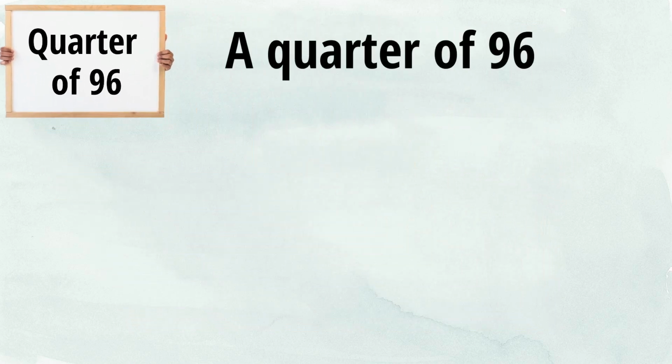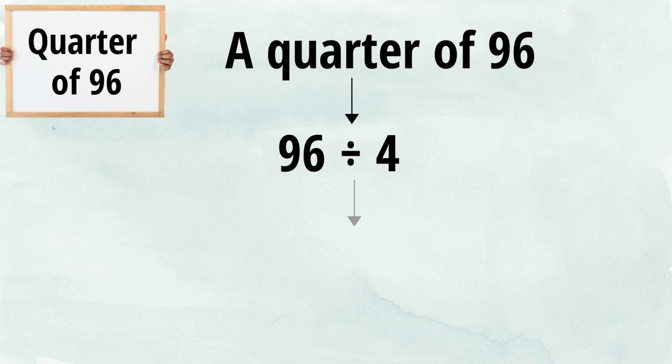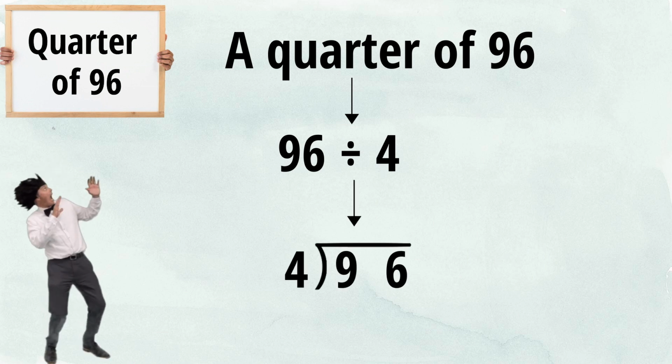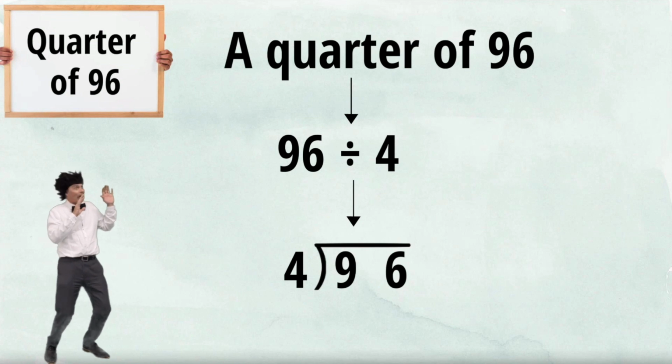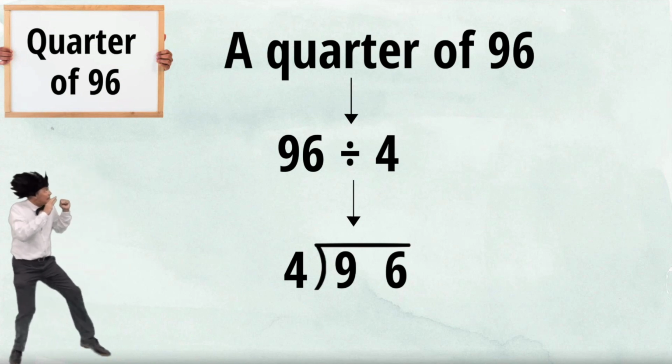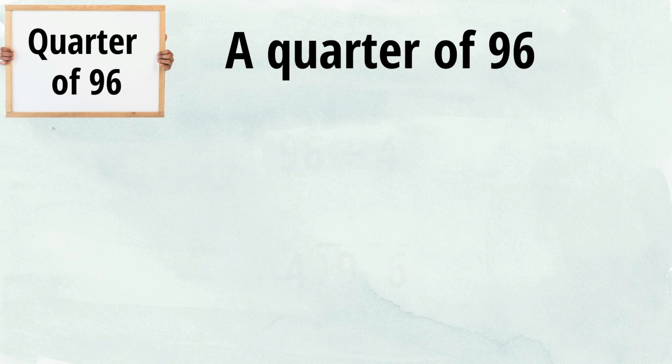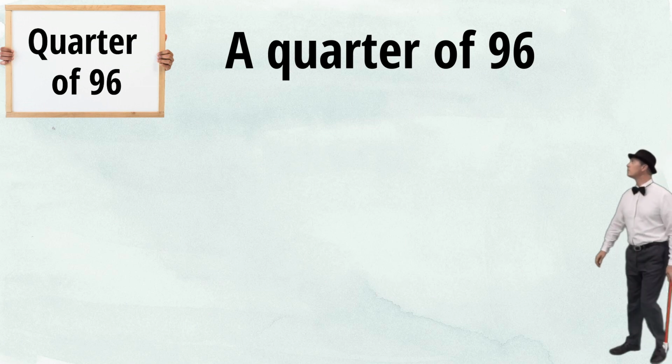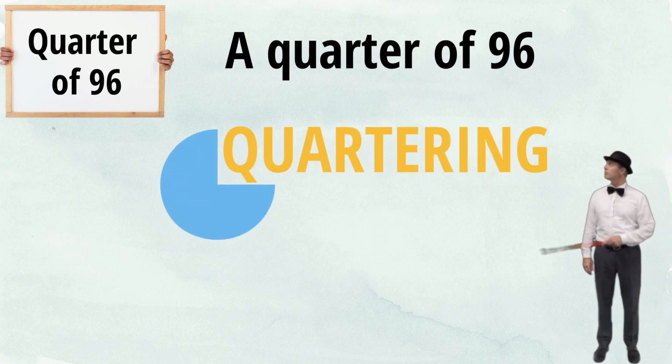Finding a quarter of something means dividing it by 4. However, doing division calculations in your head can be difficult, especially if there are lots of remainders to juggle with. Instead, I'd suggest you use a strategy I call quartering.